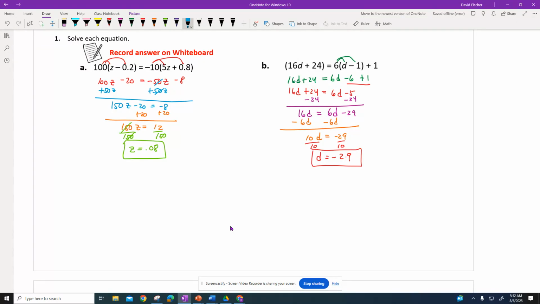On this guy, I didn't really need the parentheses. Nothing happened in there. There's no work in the parentheses I can do, so I just brought it down. But I have to do the distributive property here. Then I saw like terms. Then I decided on this problem to get that 24 over to this side first. Then I decided to get the 6 D's over here. And then my last step is, let's divide both sides by 10.